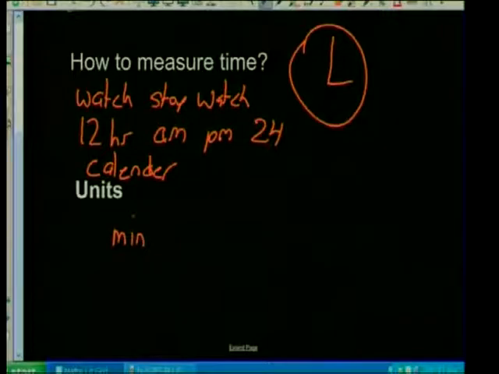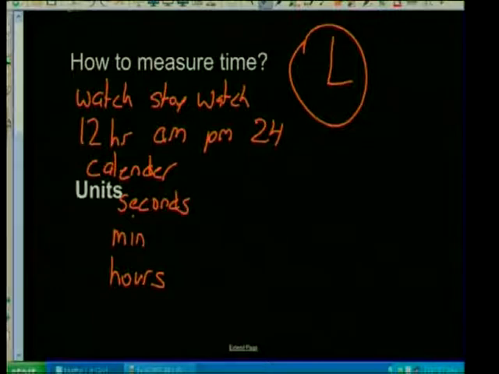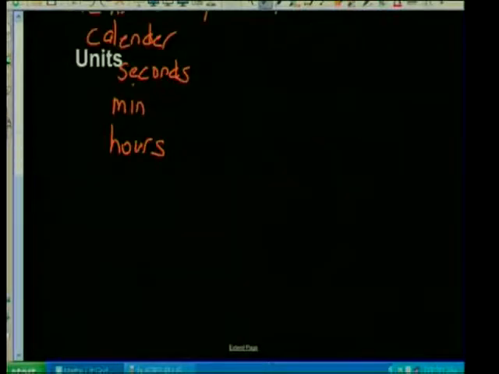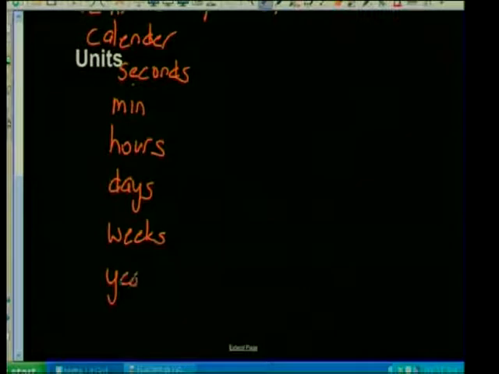So let's discuss our units for a second. We've got minutes and hours. Definitely those are units of time. We've also got seconds. Again, units of time. But then we've got hours. What about days? What about weeks? And finally, what about years? These are all part of time. And then again, we can go on to centuries and we can carry on further.